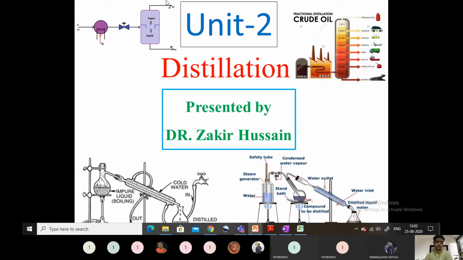This first one is the flash distillation, which you have to study. A complete fractionation evaluation of the fractionating column you will study in Unit 3, whereas the basics regarding the flash fractionation column you will study in Unit 2. Then simple distillation, nothing but a batch distillation, and steam distillation you have to study in Unit 2.